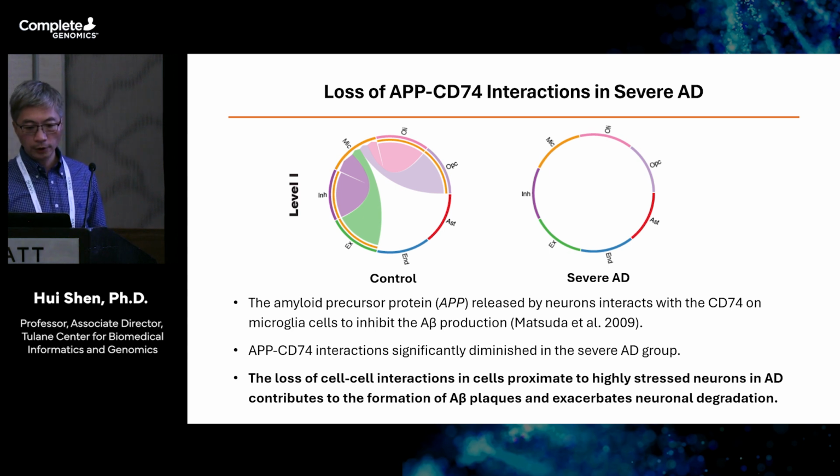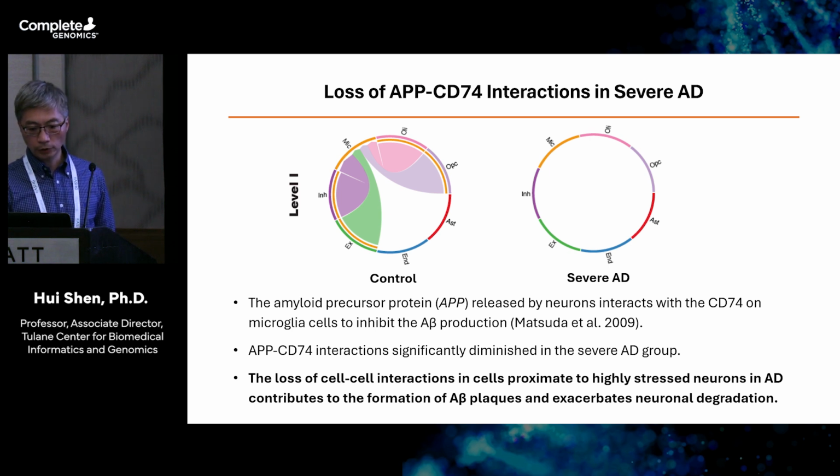So we can see in these kinds of plots, the different sections of the ring represent different nucleus types, and the connections between those different nucleus types represent the interaction. In the control group, in the cells close to the stressed neuron, there's a lot of interaction between the neuron and the microglial cells. However, if we look at the level 1 nucleus in the severe AD group, we barely see any interaction.